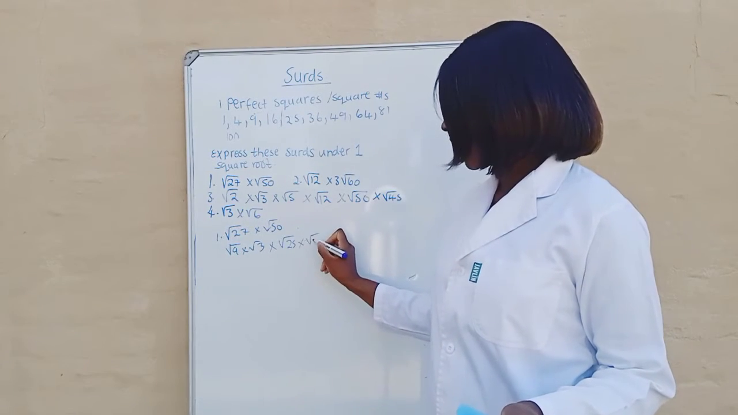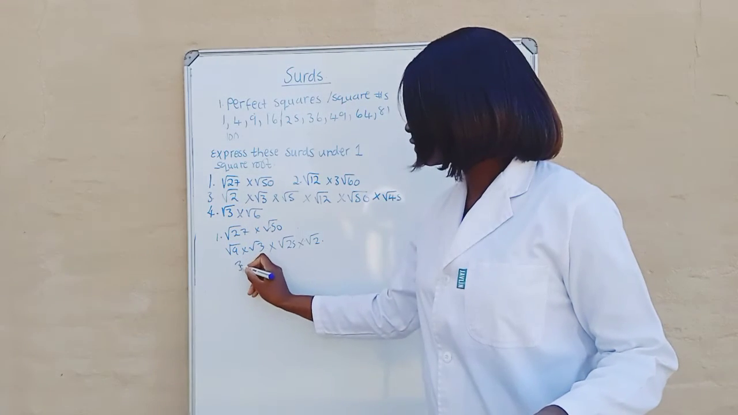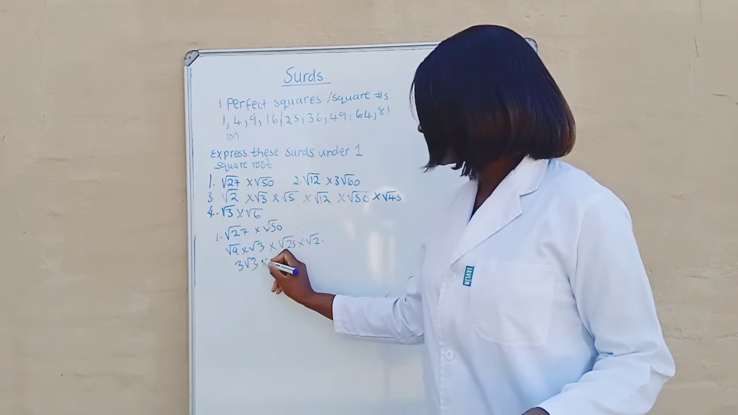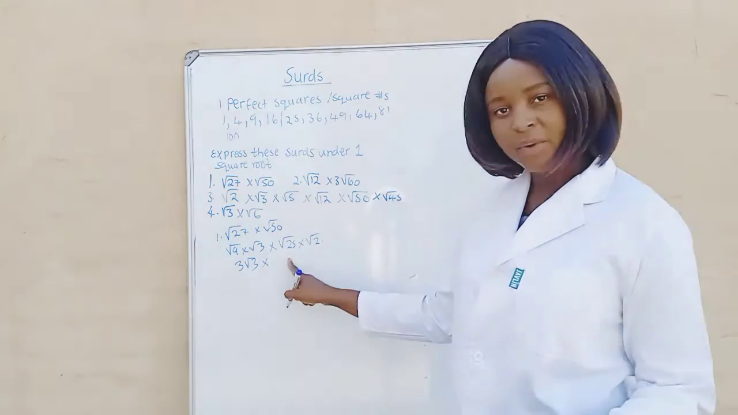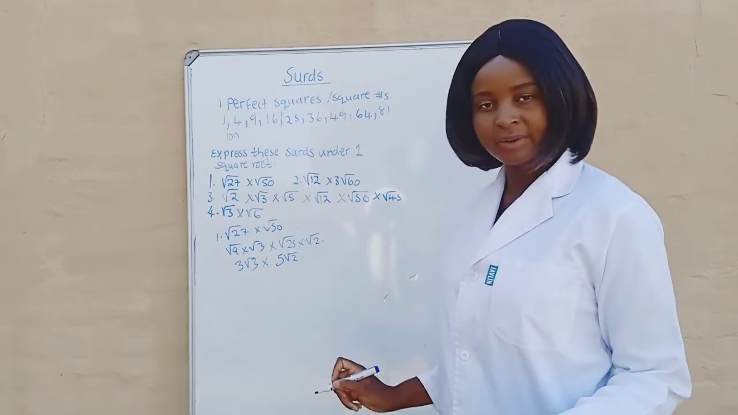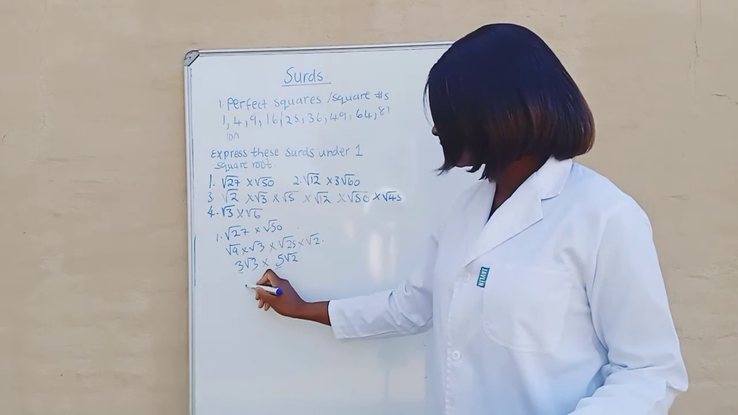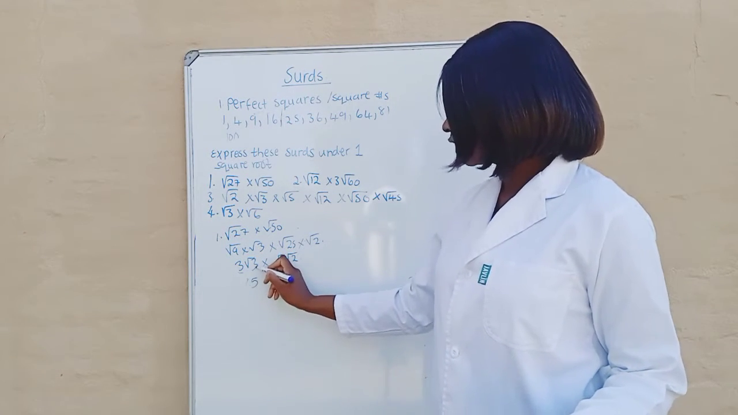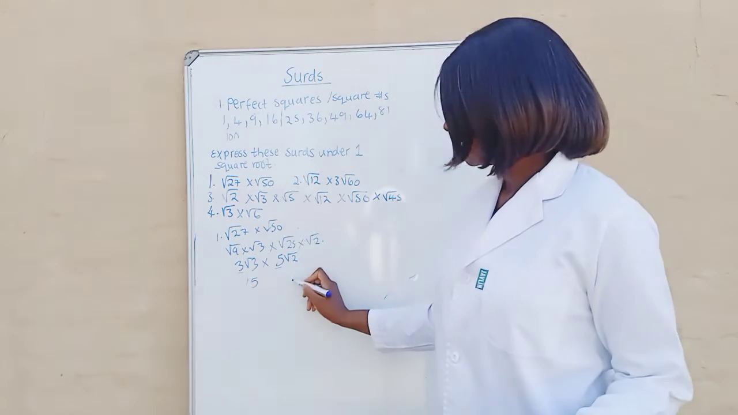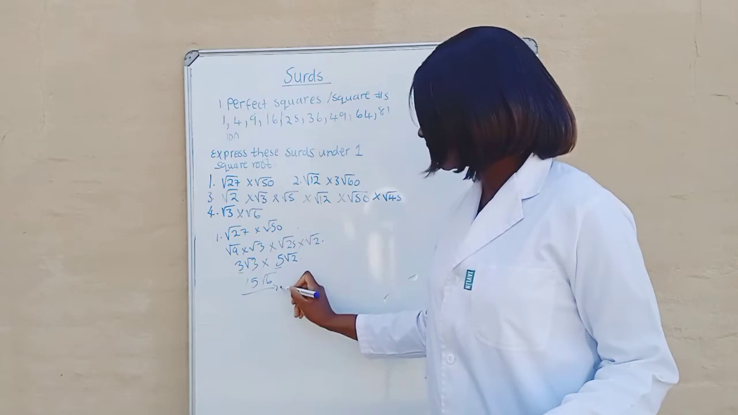The square root of 9, we know it's a 3, so this is going to be 3 root 3 times the square root of 25, we know it's a 5, root 2. Okay, let's multiply. 3 times 5 is 15. Root 3 times root 2 is root 6. So our final solution is 15 root 6.